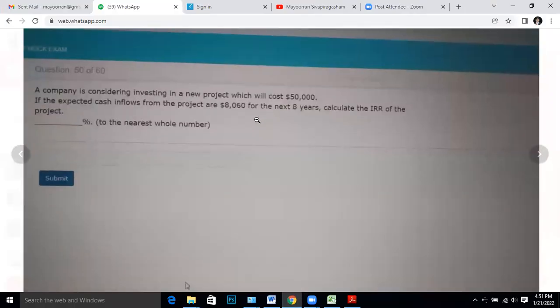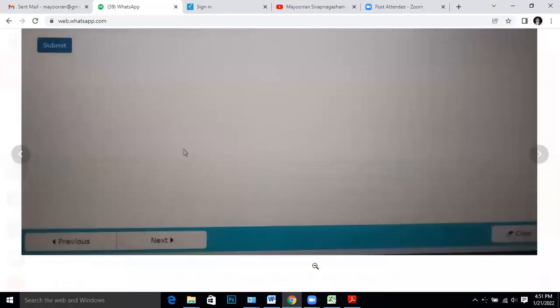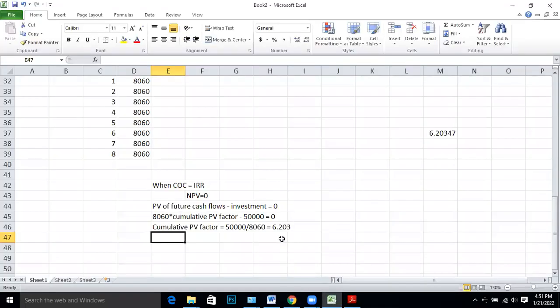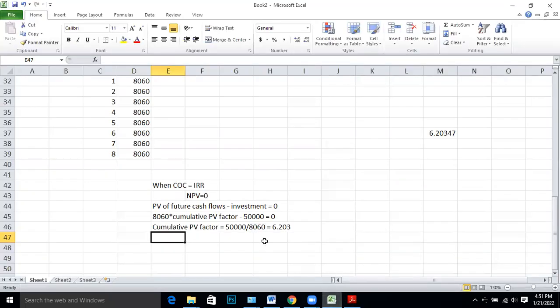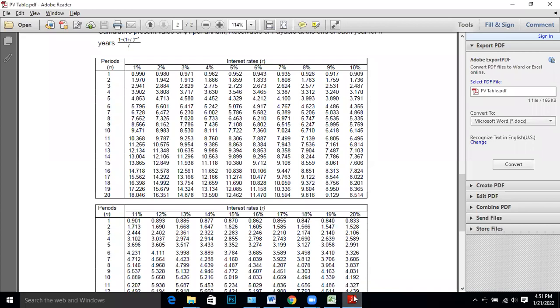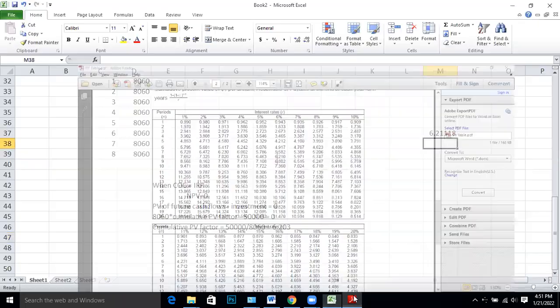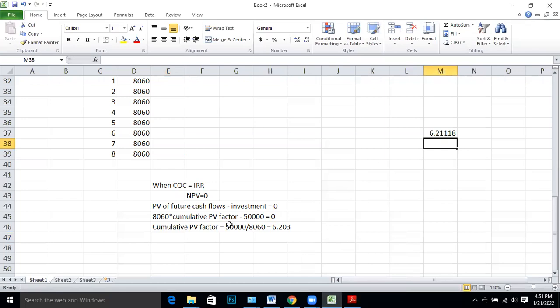Did I read the question correctly? 8060 for 8 years. Yes. We have 6.203, is it? 8 years. We have 6.210. I think the question must be 8050, guys. Let me double check. Yeah, it must be 8050, not 8060.